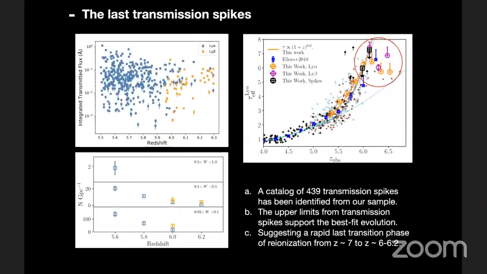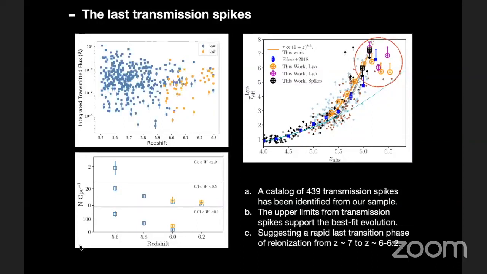In addition to the Lyman alpha and Lyman beta forest, I'm also using the high redshift transmission spikes from our sightlines. We built up a sample of more than 400 transmission spikes at redshift higher than 5.5, up to redshift 6.3, including Lyman alpha and Lyman beta transmission spikes, as shown in this figure. And since we already built a large sample, we can do something statistical.